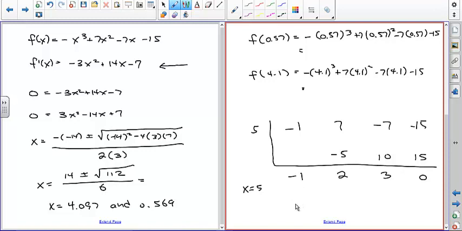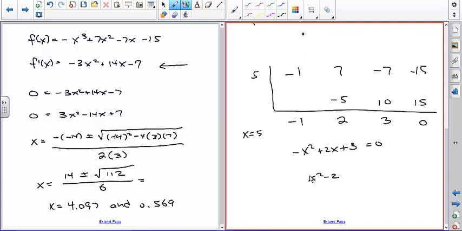So what you end up with is the other factor, -x squared plus 2x plus 3 equals 0, or x squared minus 2x minus 3 equals 0. And you should be able to factor that. So we know one of the x-intercepts is this, and we get the other 2 x-intercepts from that. And once we have the critical numbers, the function values of the critical numbers, whether it's a minimum or maximum, and the x-intercepts, we're going to be able to draw a pretty decent curve of that third-order polynomial.